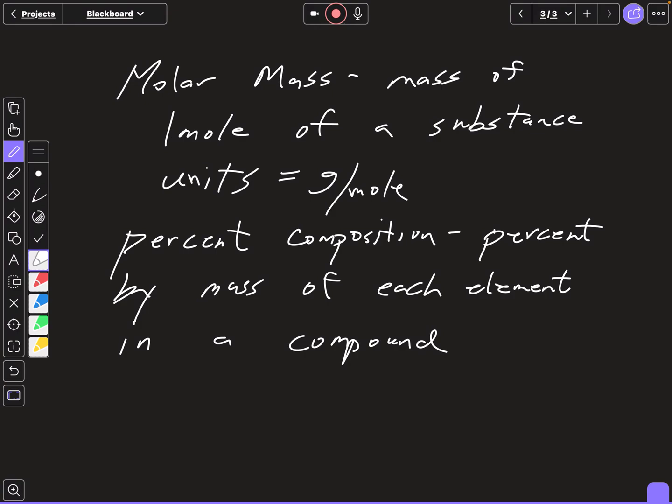Now, I usually abbreviate mole. I don't even know why it's an abbreviation, but it's just MOL. So if you see that, don't think I've misspelled it. It's just the way of abbreviating mole by just leaving the E off.